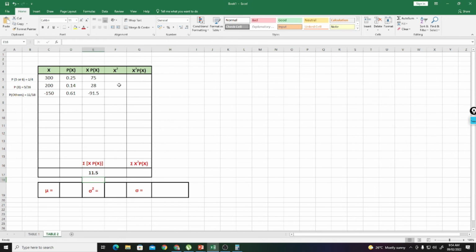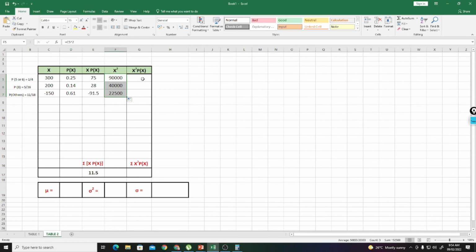Okay, next, we have x squared. So, yung x squared natin is the square lang ng random variable. So, we key in equals. Then, yung cell natin. Then, squared lang natin tong value na to. Okay, then drag down. So, now we have the x squared value.